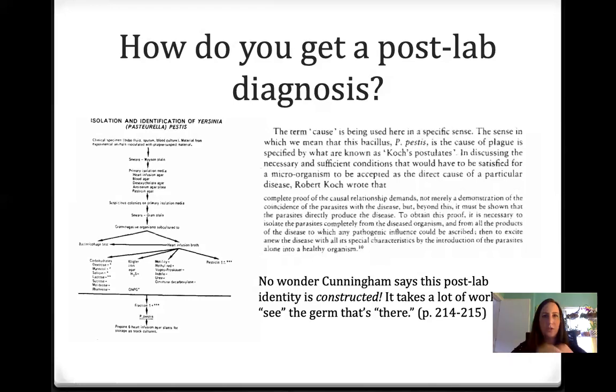So you could take a bunch of samples and say, okay, everyone who's sick has this in their blood, but because correlation doesn't imply causation, that still doesn't prove that it's the cause until you do other things. No wonder Cunningham says that the post-lab identity is constructed. It takes a lot of work in order to figure out the cause of a disease in the bacteriologic model. Again, I'm not saying that bacteria is not causing disease. I'm just saying that it's not obvious. You need work, scientific knowledge, different practices, different tools, different policies in order to be able to see it as the cause.